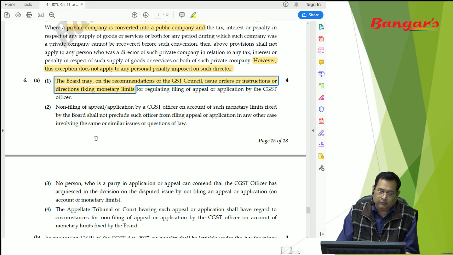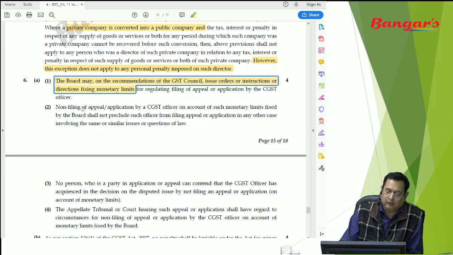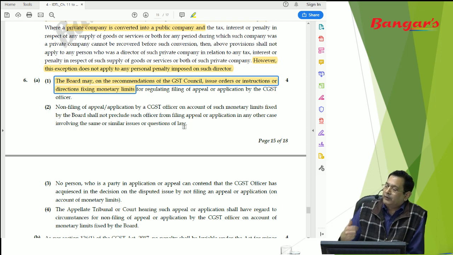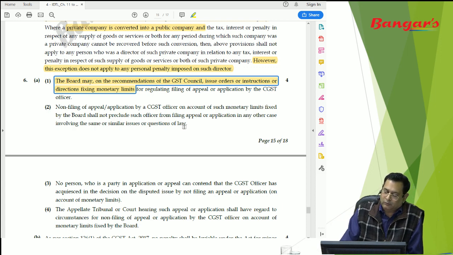And in case any monetary limit has been fixed, in that particular circumstance, if the amount involved does not exceed the amount of the monetary limit so fixed, in such case, department officers will not file an appeal. But non-filing of appeal or application by the CGST officer on account of such monetary limits fixed by the board shall not preclude such officer from filing the appeal or application in any other case where the amount involved is more than this.